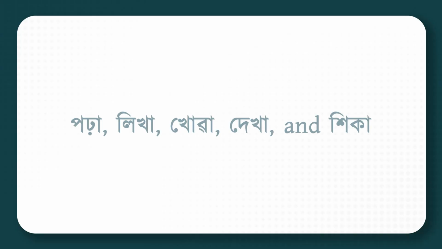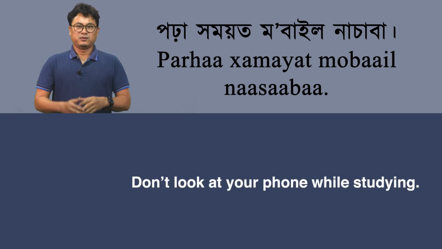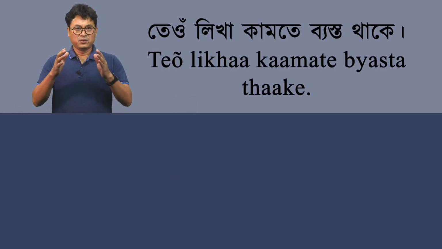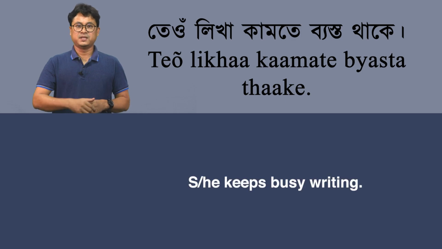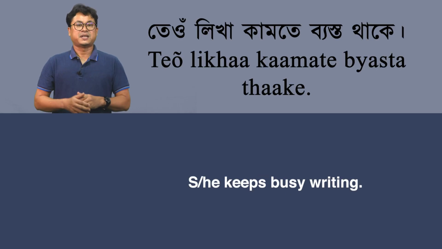Let's use the derived words, that is porha, likha, khua, dekha and hika as adjectives in the following sentences. Porha homoyot mobile nasaba. That means don't look at your phone while studying. Teo likha kamote besto thake, which means she or he keeps busy writing. Here, besto means busy.